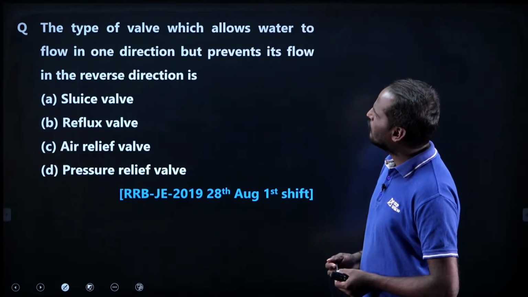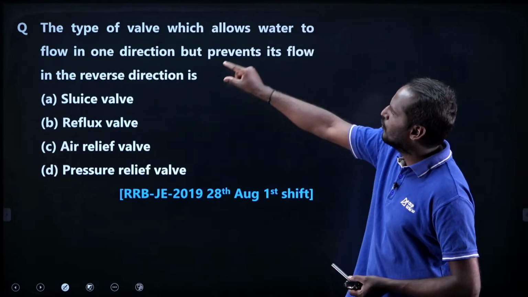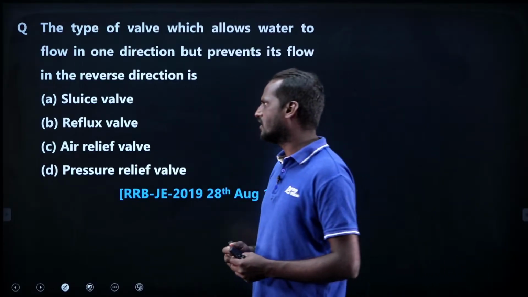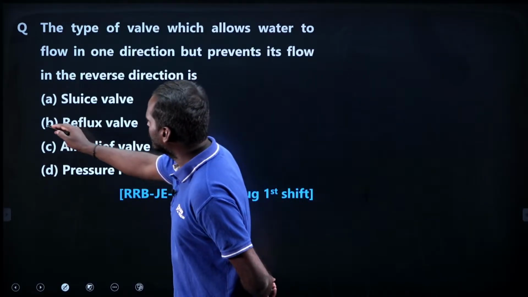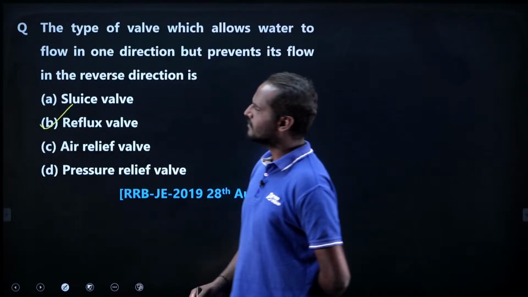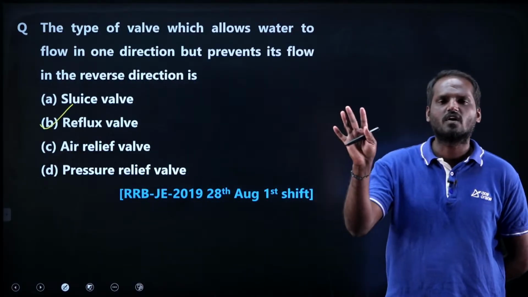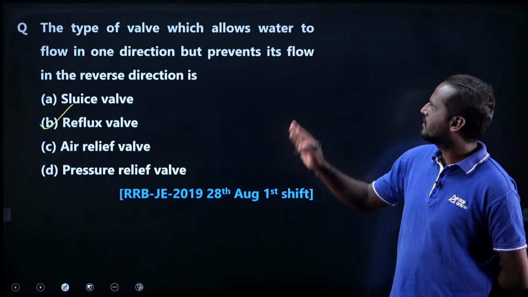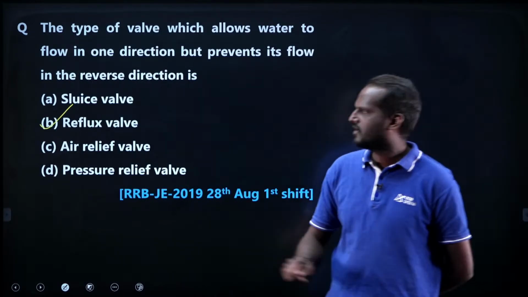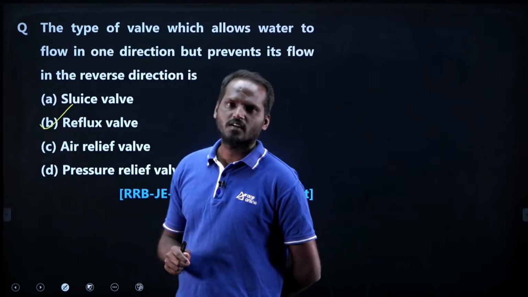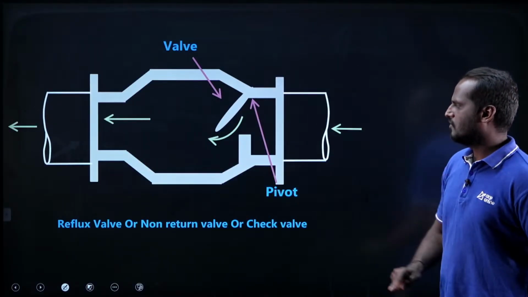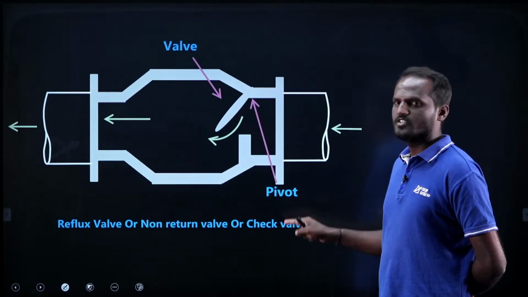See, the type of valve which allows water to flow in one single direction but prevents the backflow, reverse flow, what kind of valve is that? That is a sluice valve, right? The type of valve which allows water in one single direction but prevents its flow in the reverse direction is what? Reflux valve, right? See, if you can quickly recall, this is what? Reflux valve, non-return valve or a check valve.